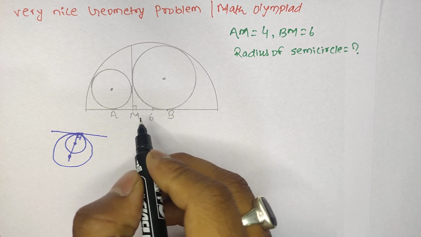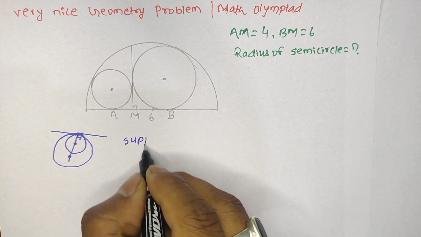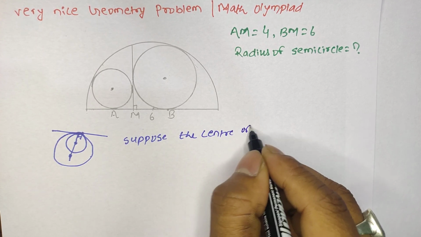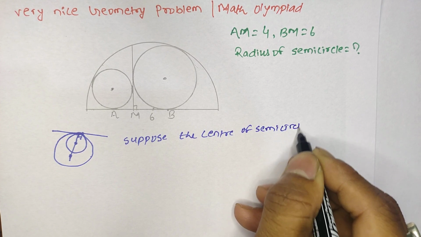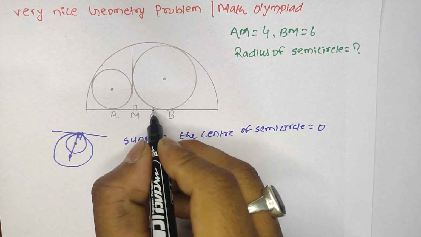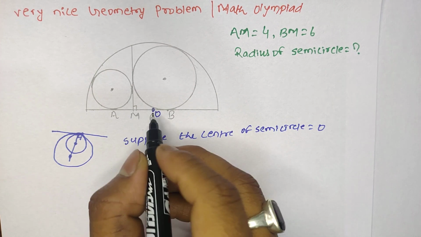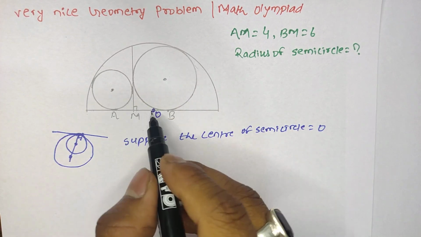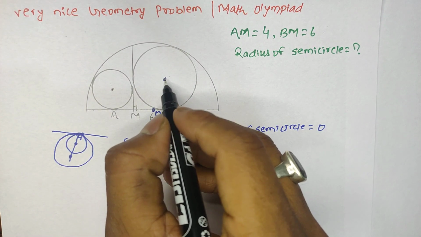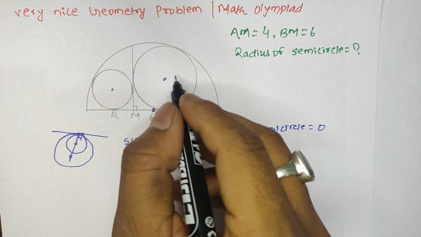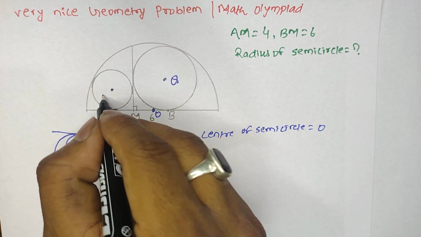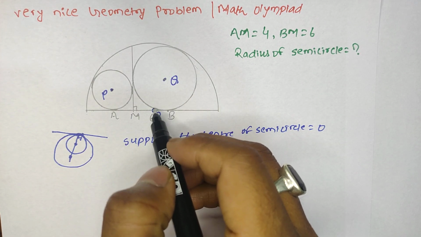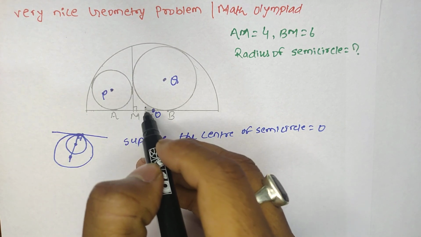So here I'm going to suppose the center of the semicircle is O. Then we can join this point as well as this point, and this point is the center of this circle. Let this point be Q and this point P. Then we can join this point up to this point, and we can join this point to this point.